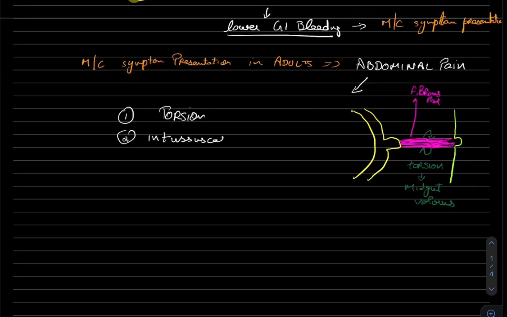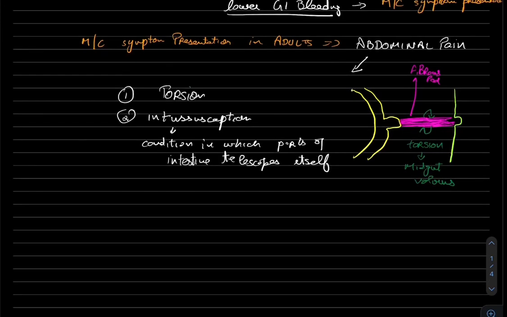So check the spelling. What is intussusception? It is a condition in which part of the intestine telescopes into itself. It means if it is part of the duodenum, it will telescope and go a little inside the jejunum. Okay, telescoping: a condition in which parts of the intestine telescope into itself. Okay, clear?